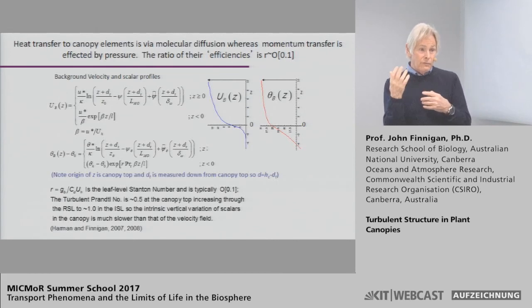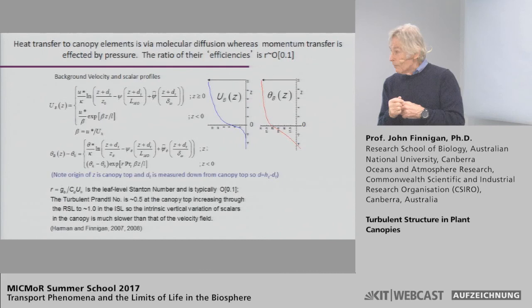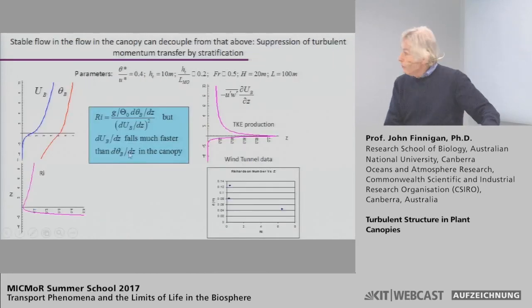So transfer of heat to and from the canopy elements, the leaves, is much less efficient than transfer of momentum. So when we do the calculation for the profile of temperature, it's still exponential, but it decays much more slowly into the canopy than the wind does. So if we now form the Richardson number, remember the Richardson number is the gradient of the buoyancy parameter, the temperature gradient, divided by the square of the velocity gradient. The velocity gradient is collapsing very quickly, temperature gradient more slowly.